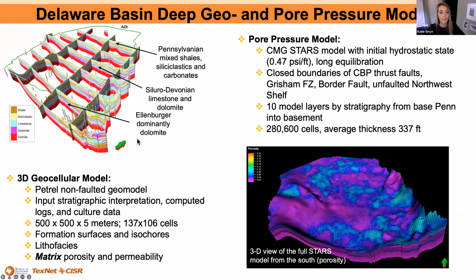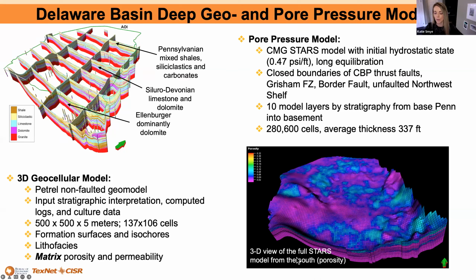So with this detailed geologic characterization, we build a 3D geocellular model, and an image of that is on the left. This is work by my colleague Amanda Kaye. This is a non-faulted model where she builds in formation surfaces and isocores, distributes lithofacies or lithologies, and matrix porosity and permeability. And that model is then upscaled into a CMG STARS flow model. And you can see a cross section here.